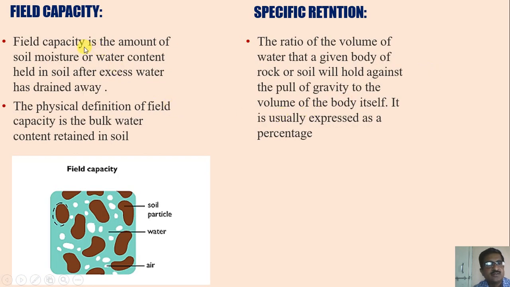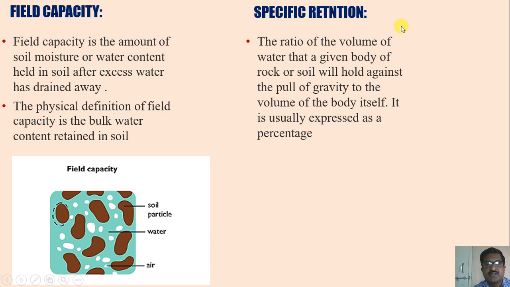Field capacity. Field capacity is the amount of soil moisture or water content held in the soil after excess water has drained away. The physical definition of field capacity is the bulk water content retained in the soil. So when the excess water goes away and the moisture is present in the soil, held by the soil particles, that is called field capacity. Here the figure shows the soil particles and the water present between them.